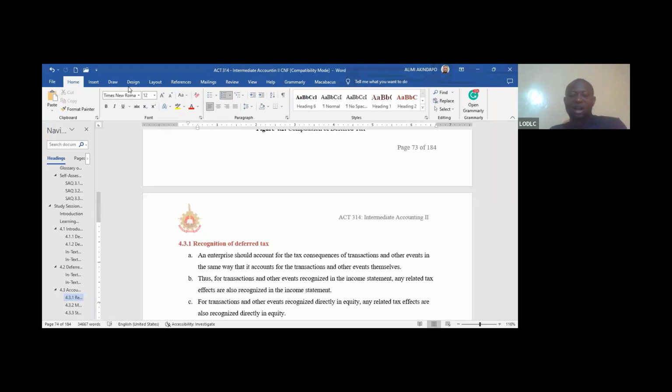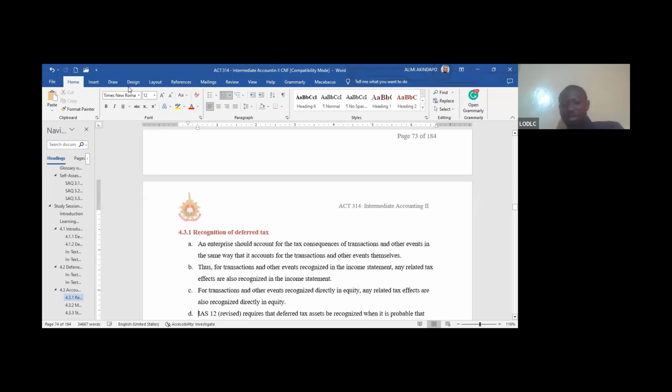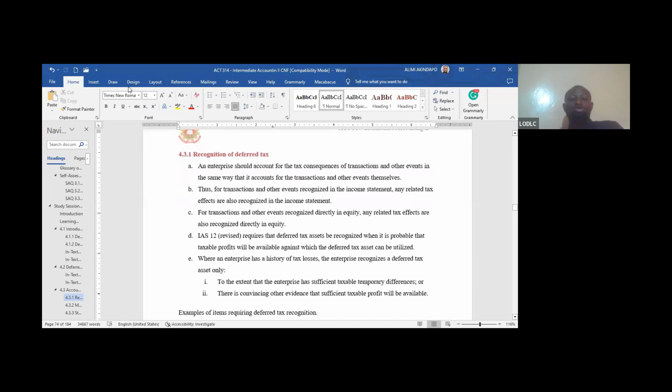Then an enterprise should account for the tax consequences of transactions and other events in the same way that it accounts for the transactions and other events themselves. Thus, for transactions and other events recognized in the income statement, any related tax effects are also recognized in the income tax. Then the third one, for transactions and other events recognized directly in equity, any related tax effects are also recognized directly in equity. So IAS 12 requires that deferred tax assets be recognized when it is probable that taxable profit will be available against which the deferred tax asset can be used.